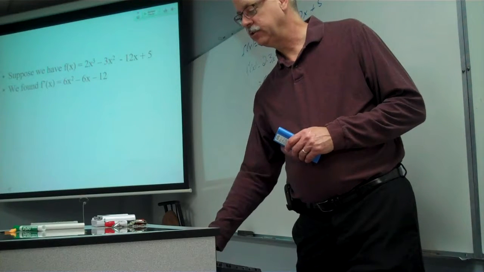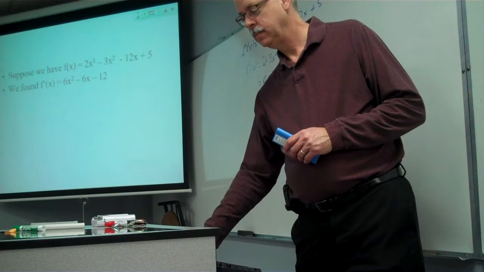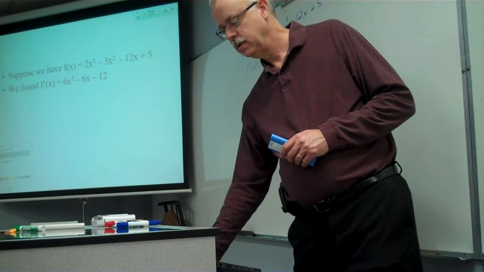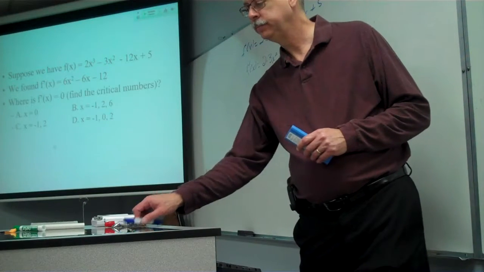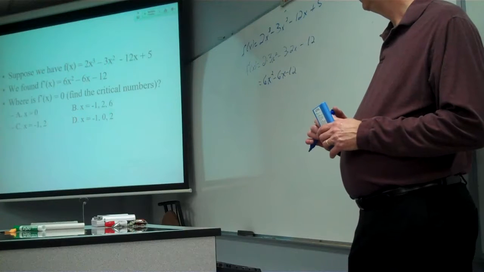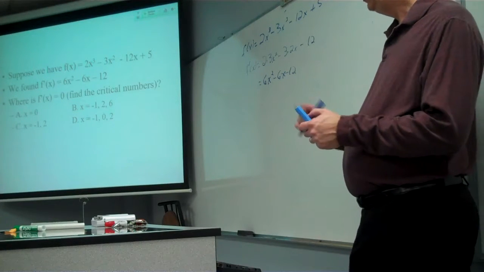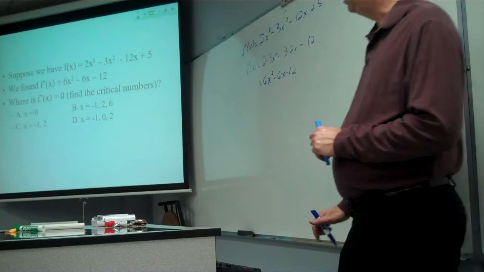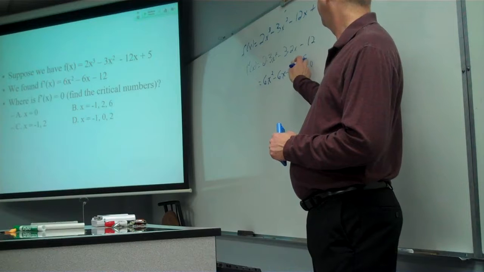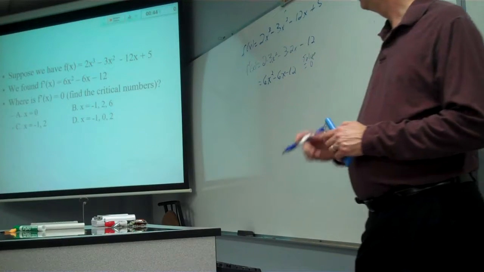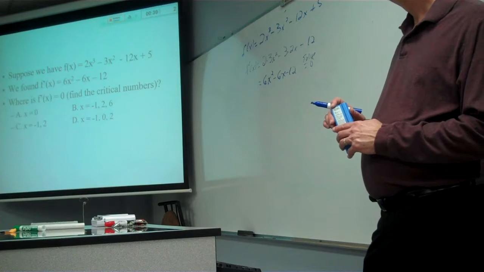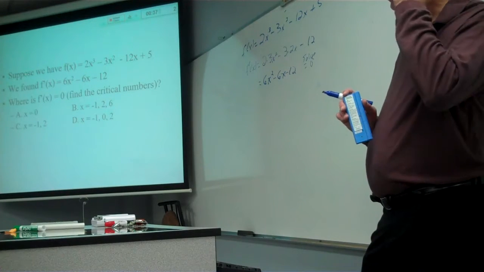For our analysis, let's figure out where this derivative is 0. That's the critical numbers. So we need to try to figure out, for this particular quadratic, where is this quadratic equal to 0? So we definitely have to think about that. How do we solve quadratics?